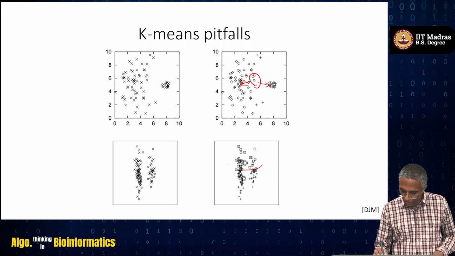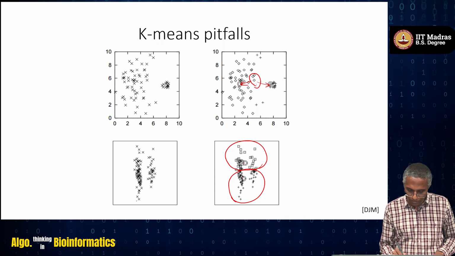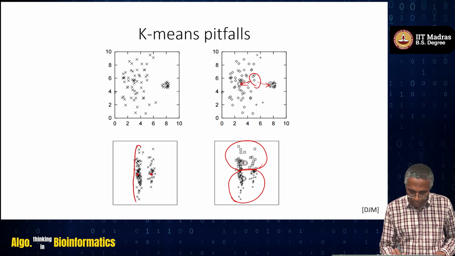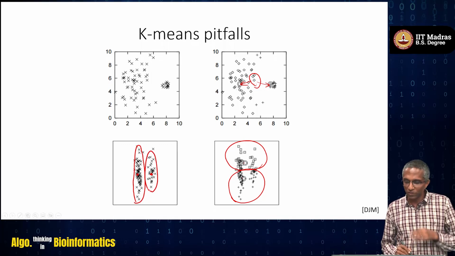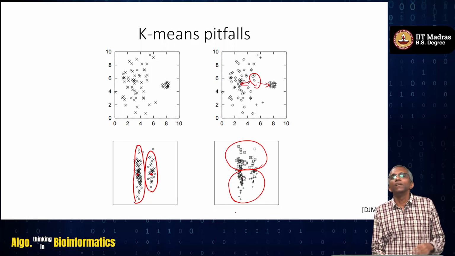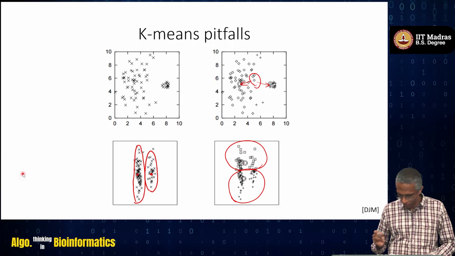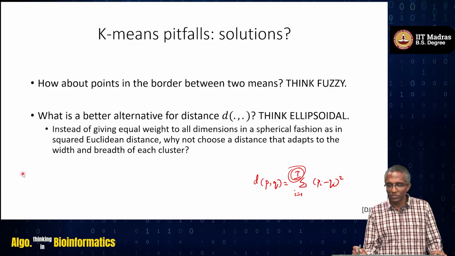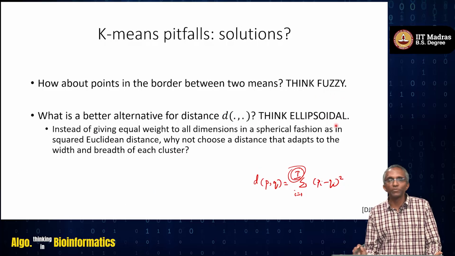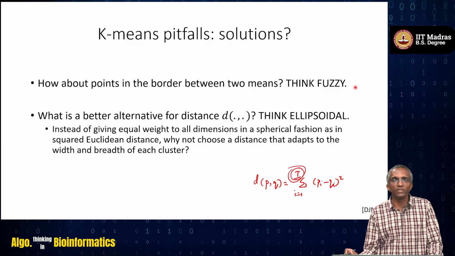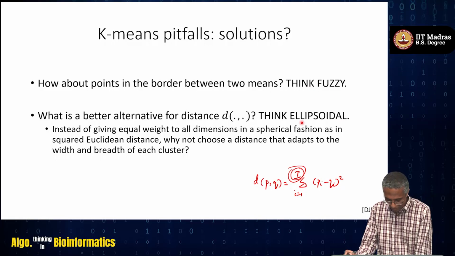So, instead of putting a circle around the center, if these are the two preferred centers, I want to put an ellipse around this, and I want to put another ellipse around it. So I want to think about it as, rather than spherical distances, ellipsoidal distances. Is that also possible? Those are the solutions we will look at, a fuzzy solution and an ellipsoidal solution. We will first look at fuzzy before we turn to ellipsoidal.